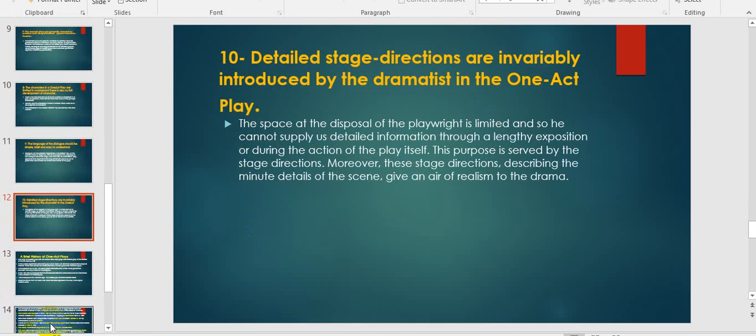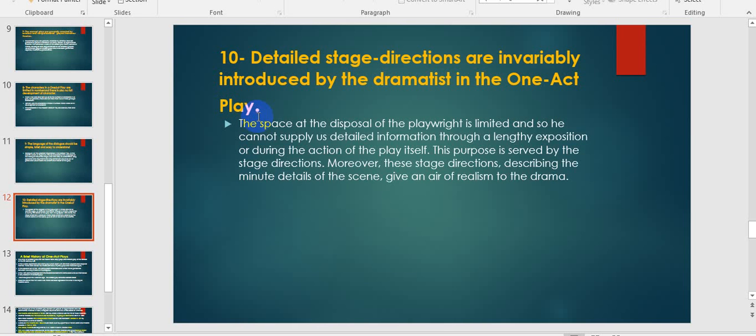Now, the final or the 10th point of difference between full length plays and one act plays is that detailed stage directions are invariably introduced by dramatists in the one act play. You know that the space at the disposal of the playwright is limited, so he cannot supply us detailed information through a lengthy exposition or during the action of the play itself.